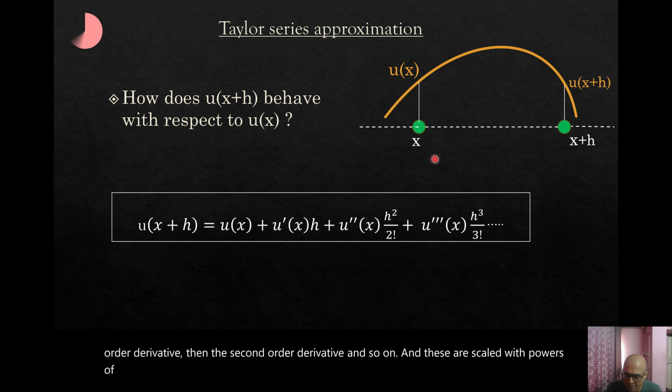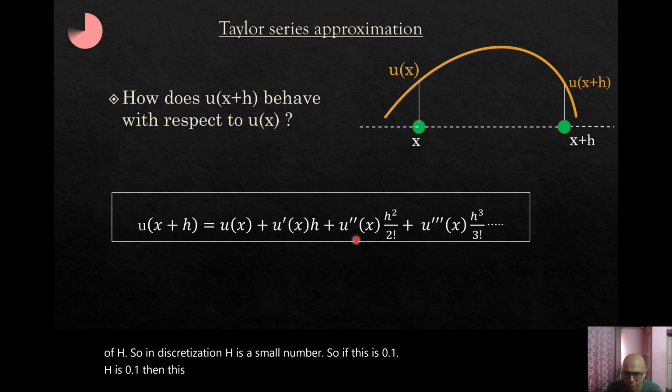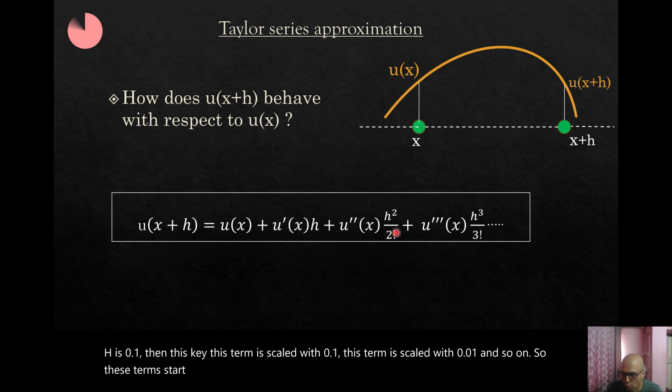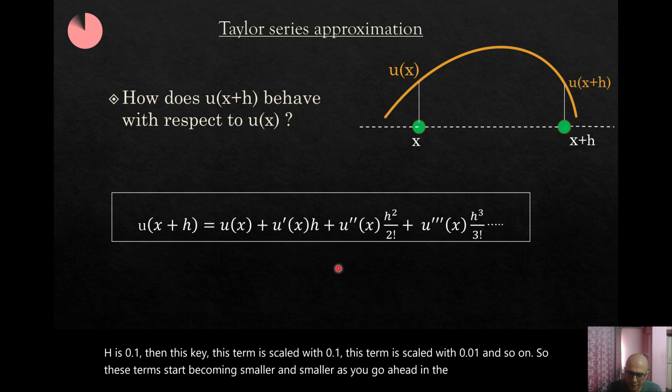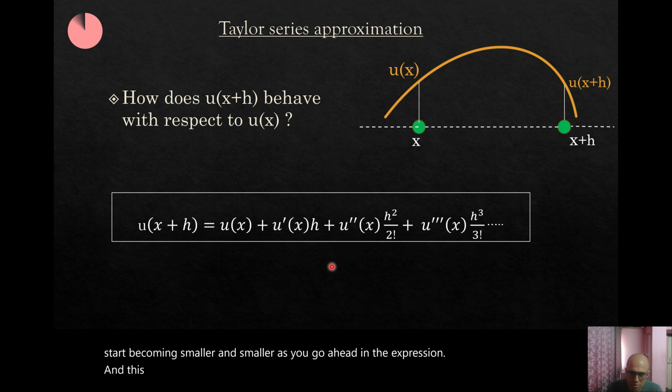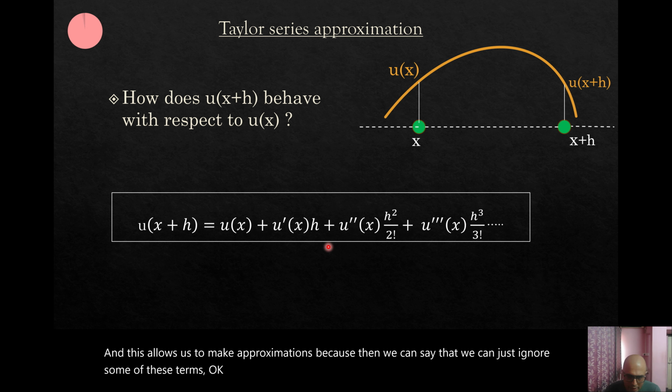In discretization, h is a small number. If h is 0.1, then this term is scaled with 0.1, this term is scaled with 0.01, and so on. So these terms start becoming smaller and smaller as you go ahead in the expression. This allows us to make approximations, because we can just ignore some of these terms. So let's do that approximation.